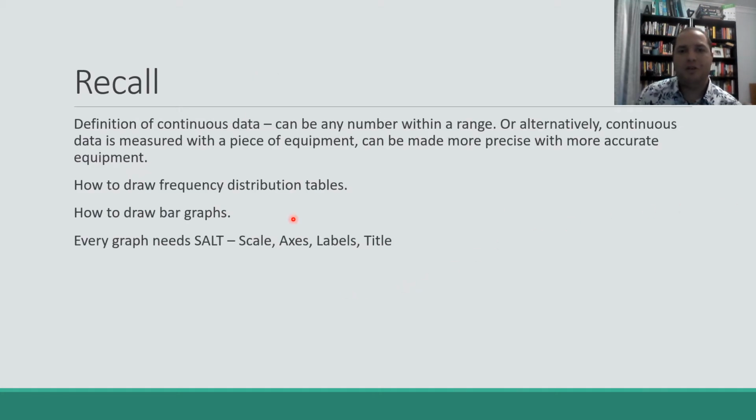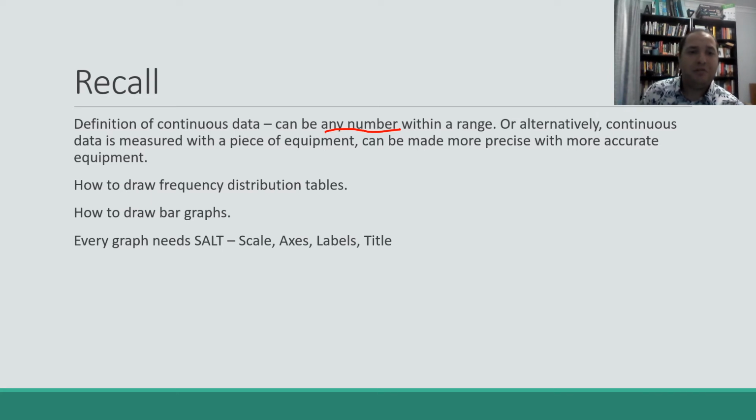Alright, so there's a few things to recall. First of all, we need to remember what continuous data is. Histograms can only really be used for continuous data, so it's important we remember what that means. Continuous data can be any number within a range. Put another way, continuous data is usually measured with some piece of equipment, and it can be made more and more precise with more fine-tuned and more accurate equipment. The best way to think about continuous data is, can you make it more precise? Can you keep adding decimal places and get a more accurate reading? If you can, it's continuous.